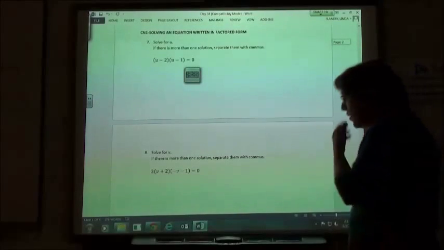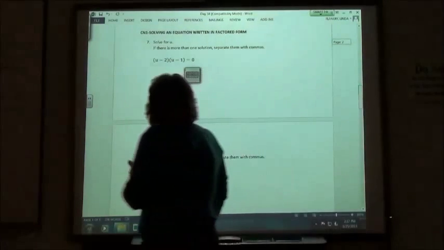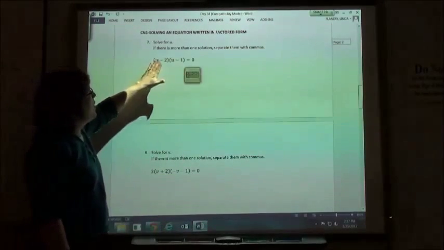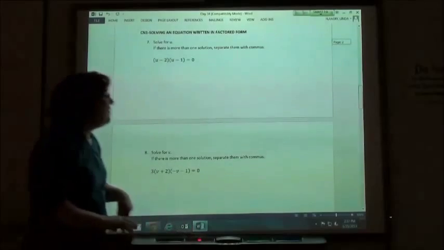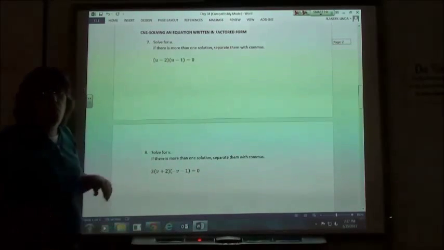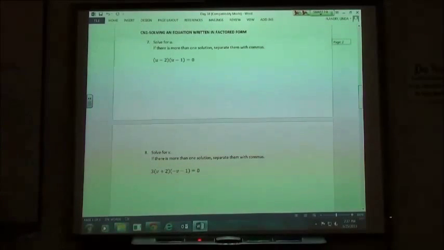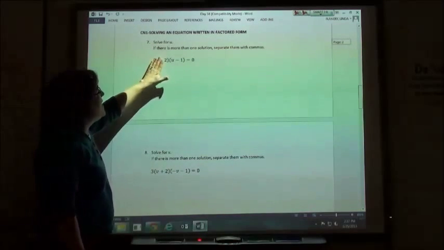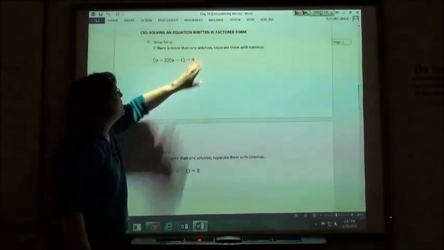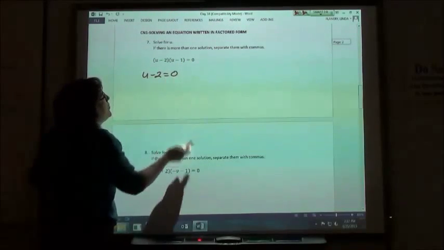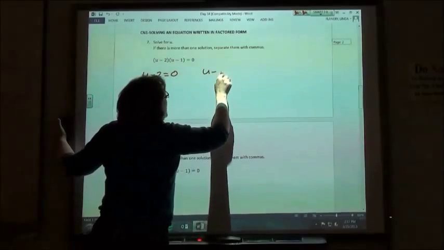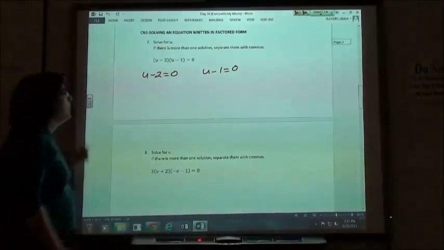Solving an equation written in factored form. So if my equation is factored out and set equal to 0, instead of having to try to multiply it out and do a whole bunch of solving, the easier thing to do is to make two separate problems. We know that anything times 0 gives me 0. So either the u minus 2 could equal 0 or the u minus 1 could equal 0.